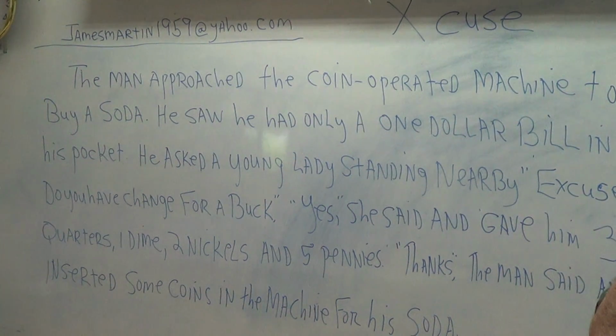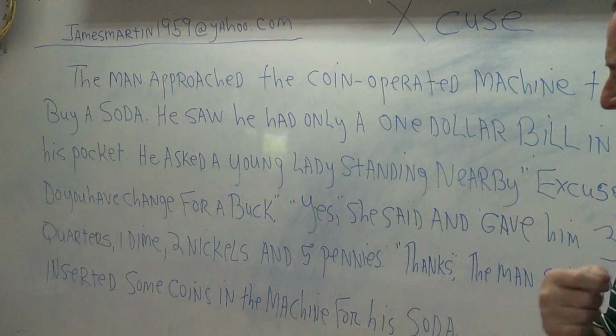The man approached the coin-operated machine to buy soda and salt. He had only a $1 bill in his pocket. He asked a young lady standing nearby, "Excuse me, do you have change for a buck?" "Yes," she said, and gave him 3 quarters, $1, 2 nickels, and 5 pennies. "Thanks," the man said, and inserted some coins in the machine for his soda. Very good.